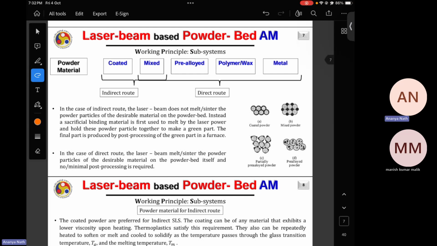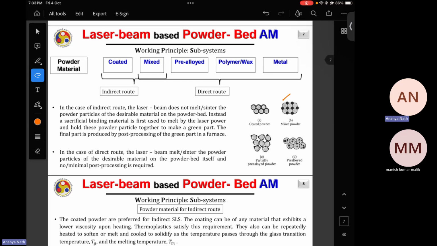But if you are using mixed powder, then again, the energy that you are putting in the powder bed will go directly to the mixing reagent, like the binders. The binders will get softened, and the binders will get fused with each other in such a way that the powder particles can get fused together, like you can see in this picture. So this is the indirect route. You are not putting the heat energy source to the powders. You are indirectly fusing the powders. You are indirectly sintering the powders.